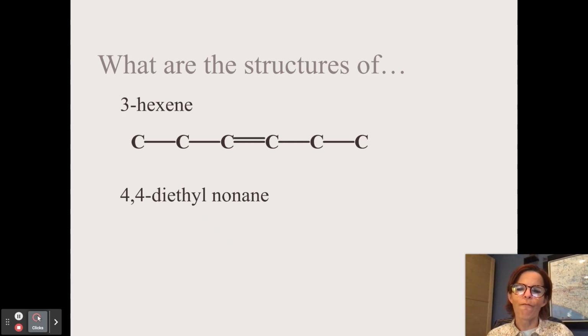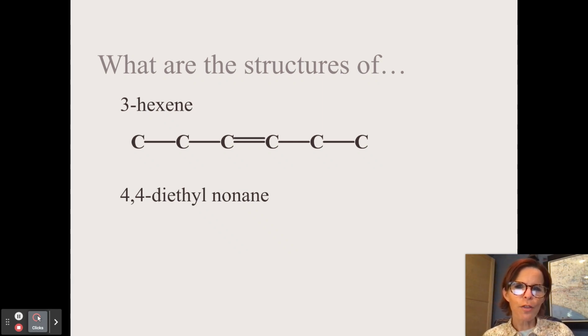All right, here we go. 4,4-diethylnonane. All right, let's start with the nonane. So it's going to be 9, and the ane ending means it's all single bonds. Try drawing it yourself right now without me showing it to you. Okay, so you should have 9 carbons in a row.